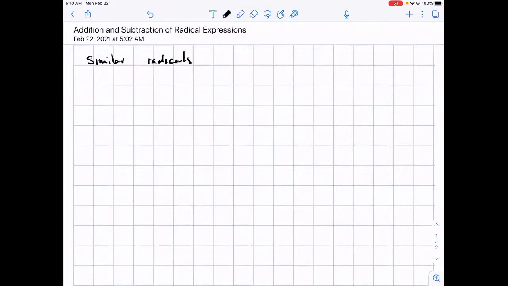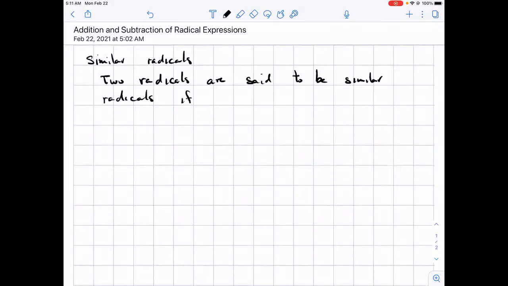Well, two radicals are said to be similar if they have the same index and same radicand.